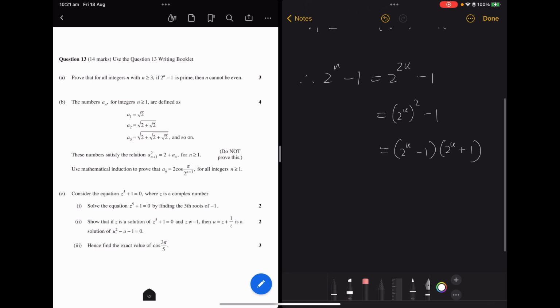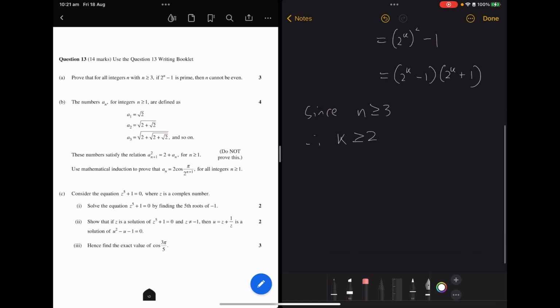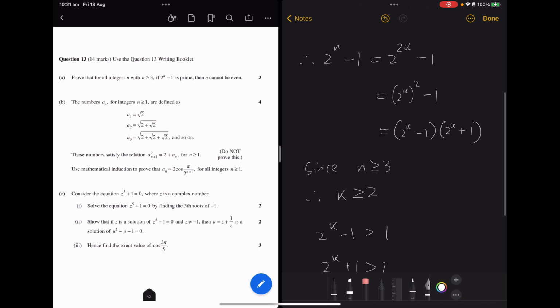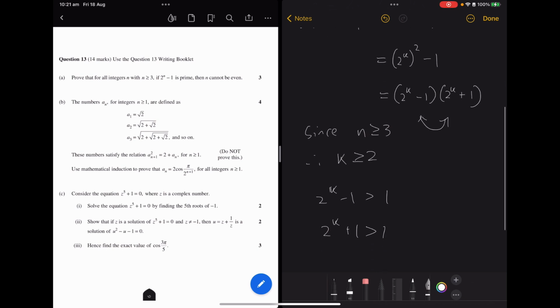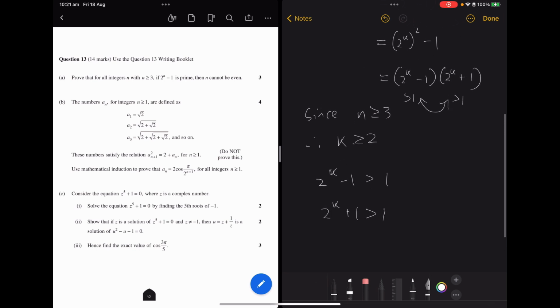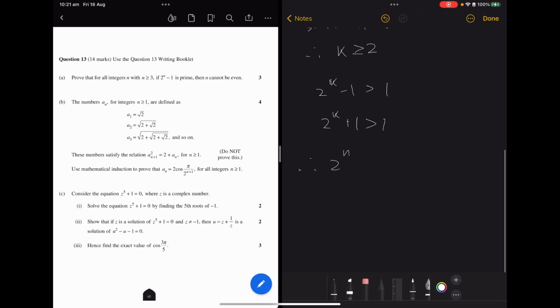And here's the cool bit. We know that since n is greater than or equal to 3, k has to be greater than or equal to 2. And if k is greater than or equal to 2, then 2 to the k minus 1 is definitely greater than 1, and 2 to the k plus 1 is greater than 1. So if we have two numbers, both greater than 1, then that is definitely not a prime number, because we have two positive integers greater than 1 which multiply into our number, and therefore 2 to the n minus 1 is not prime.